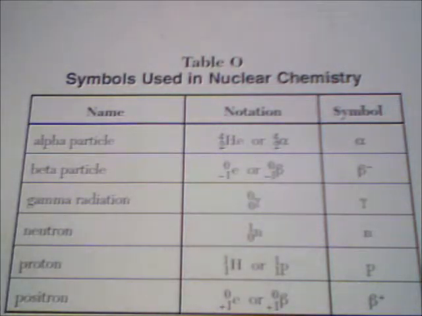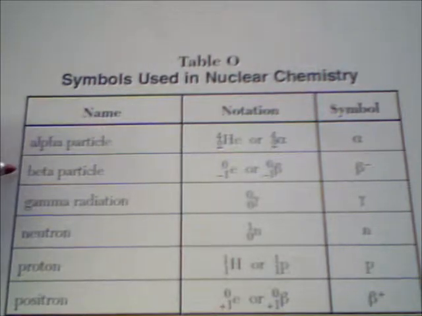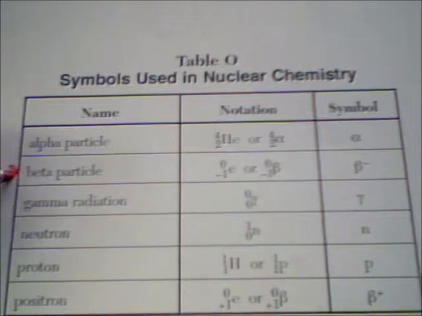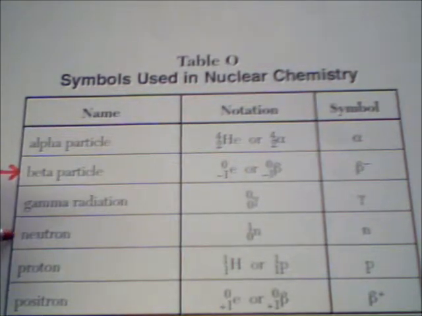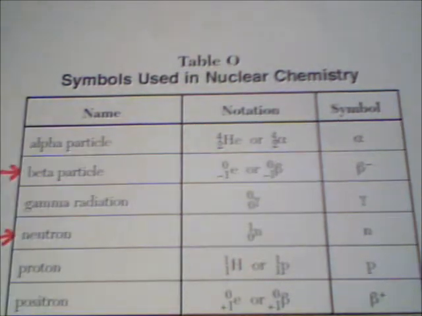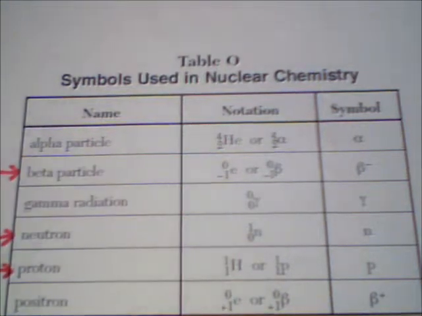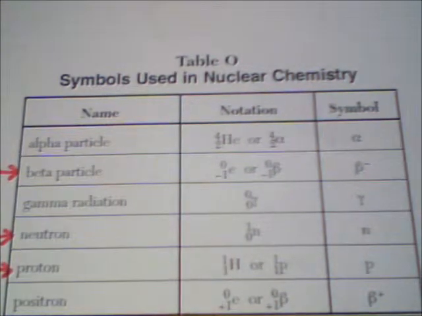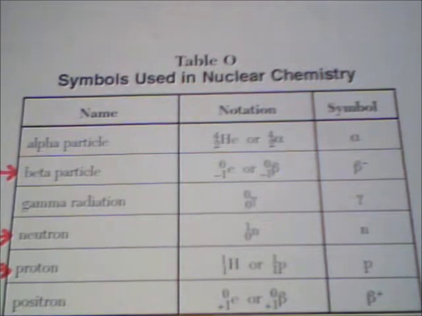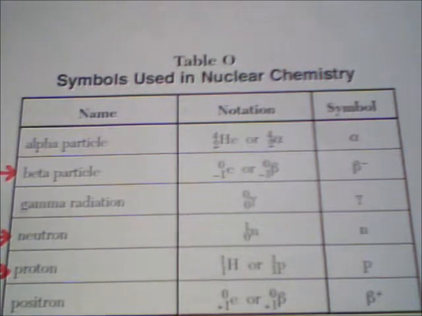And I want you to pay close attention to the beta particle, the neutron, and the proton information. Okay? Now, the symbols here show you two numbers. Remember isotopes. The top number still represents mass.